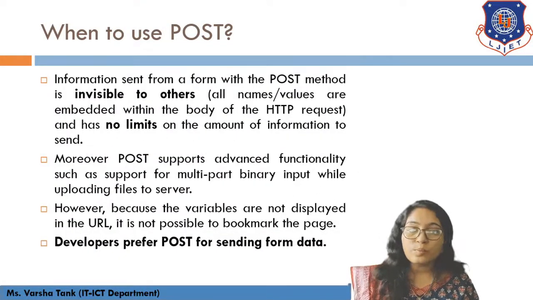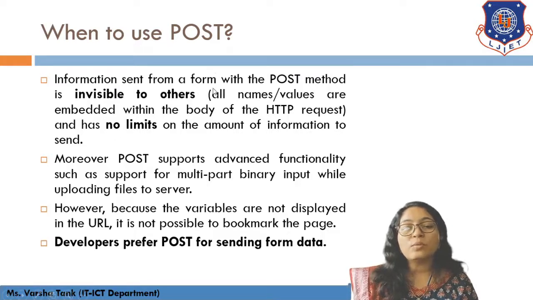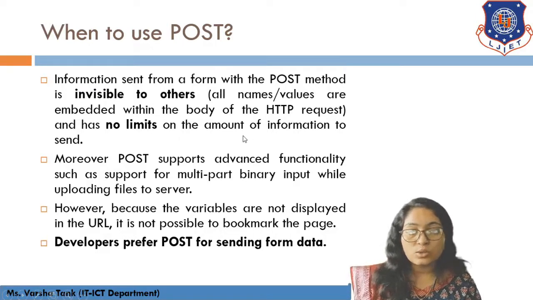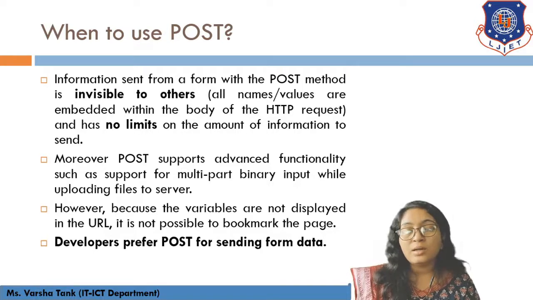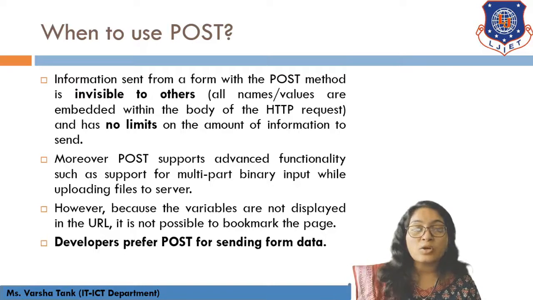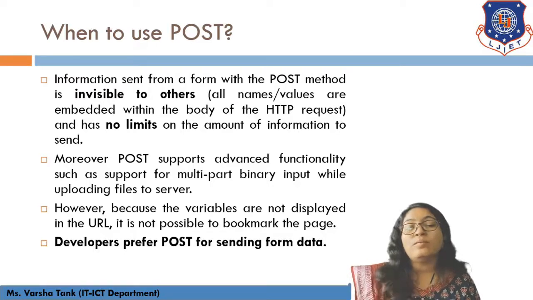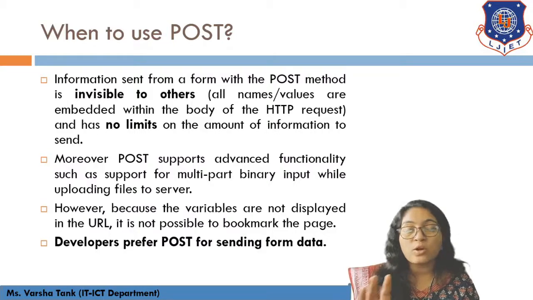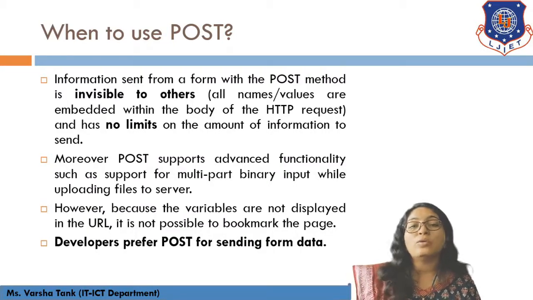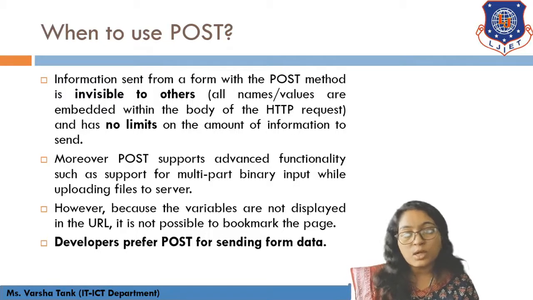Now, when to use the post method? Information sent from a form with the post method is invisible to others. All the names and values are embedded within the body of the HTTP request, and there is no limit on the amount of information sent. So this is the difference between get and post: there is a limit on the data that we send using get, but in post there is no limit. Get is not secure, post is secure. When we have to send sensitive information, we cannot use the get method, and for sensitive information we can use the post method.